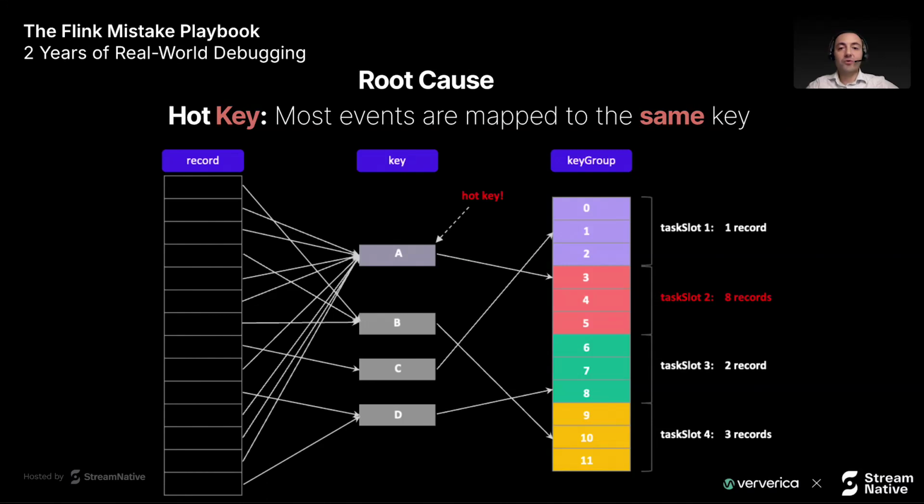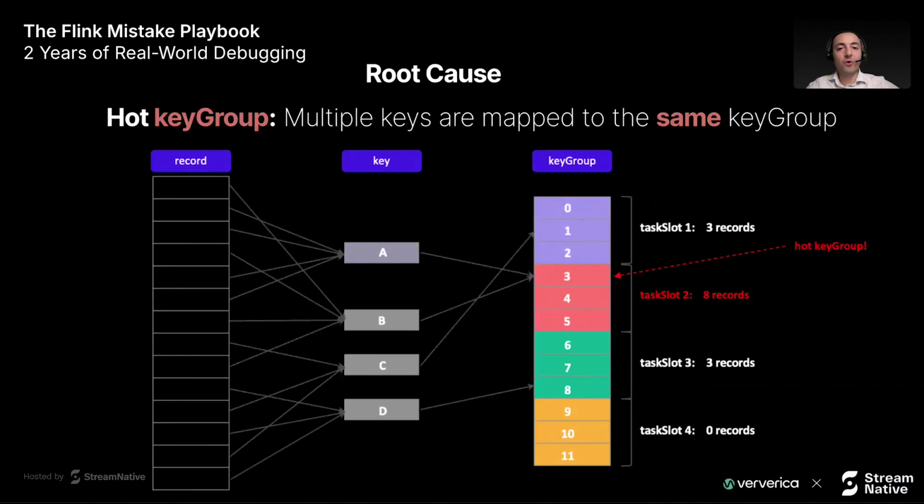For these kinds of situations with hotkeys, there are some other techniques that Flink applies, such as rebalancing and local-global aggregations, or if you are using Flink SQL, it has its own way to distribute the load. But this is not actually in the scope of our talk. What I would like to focus on is situations where we have a hot key group.